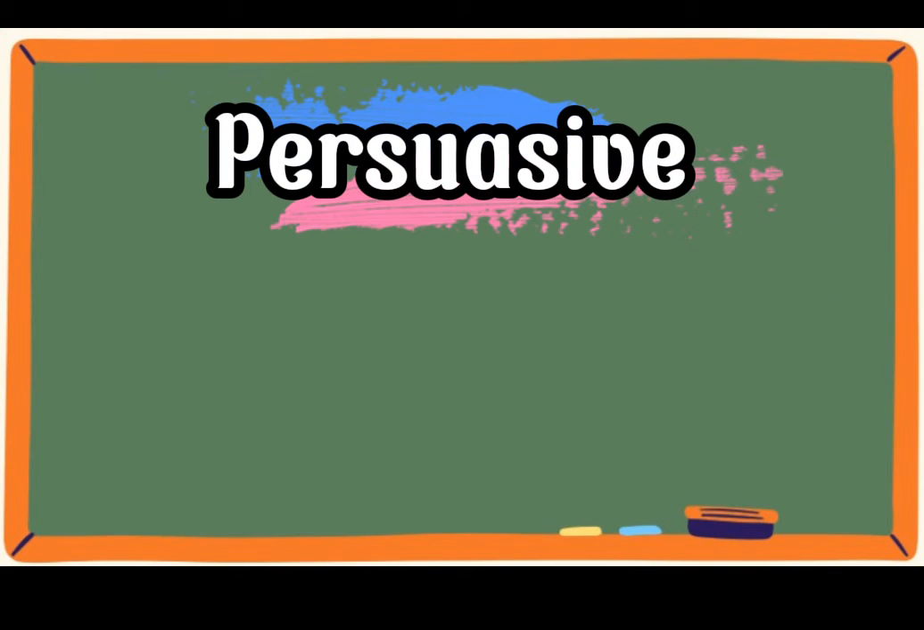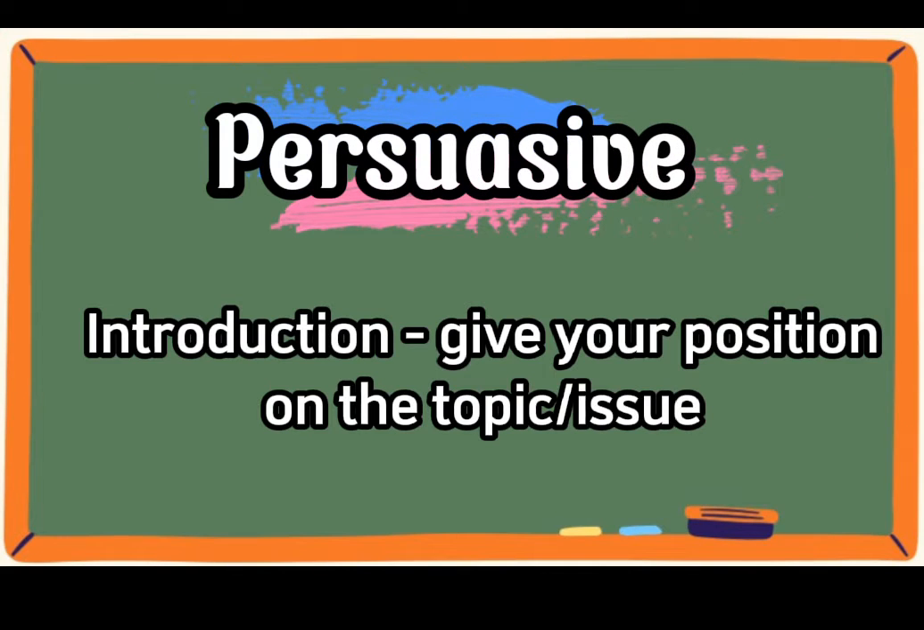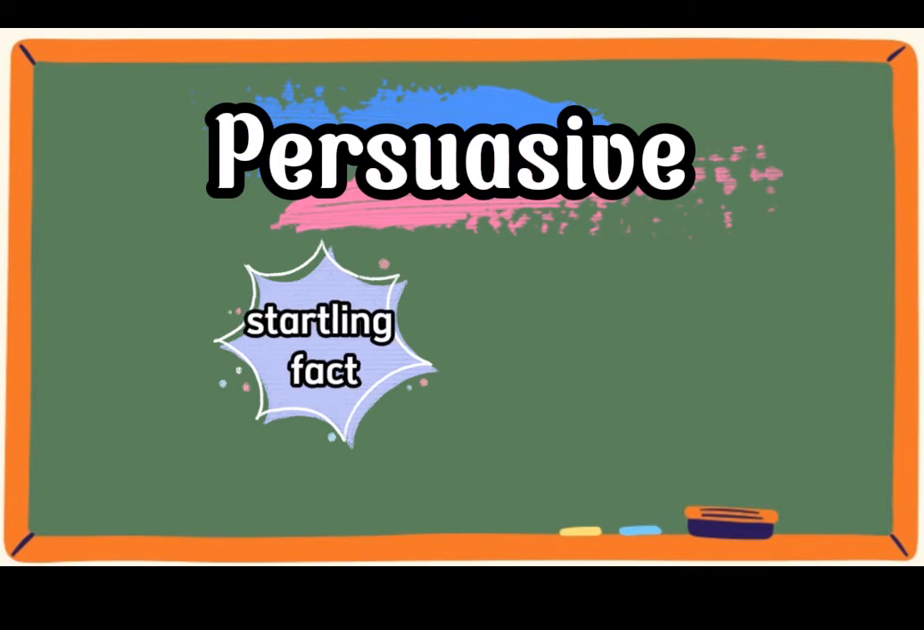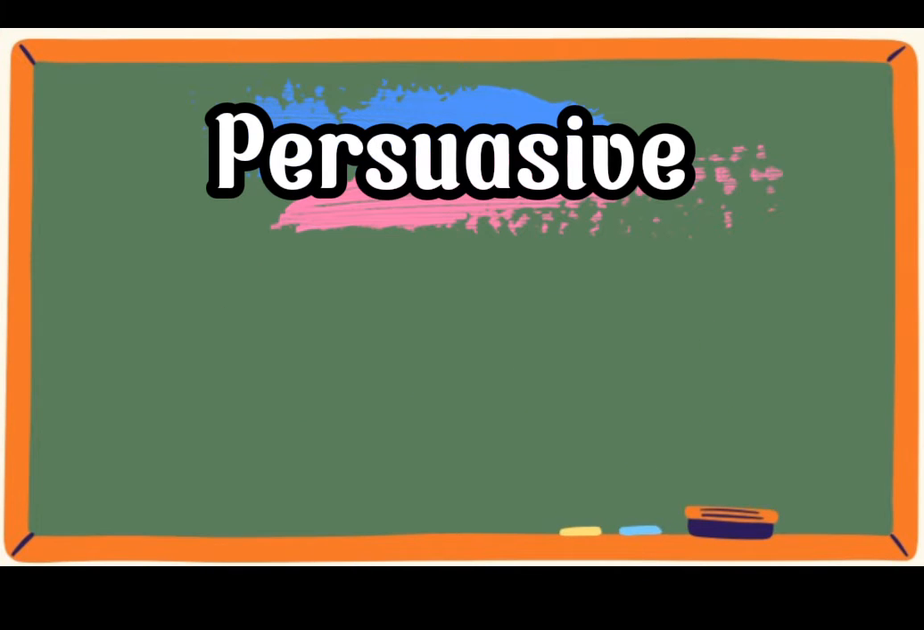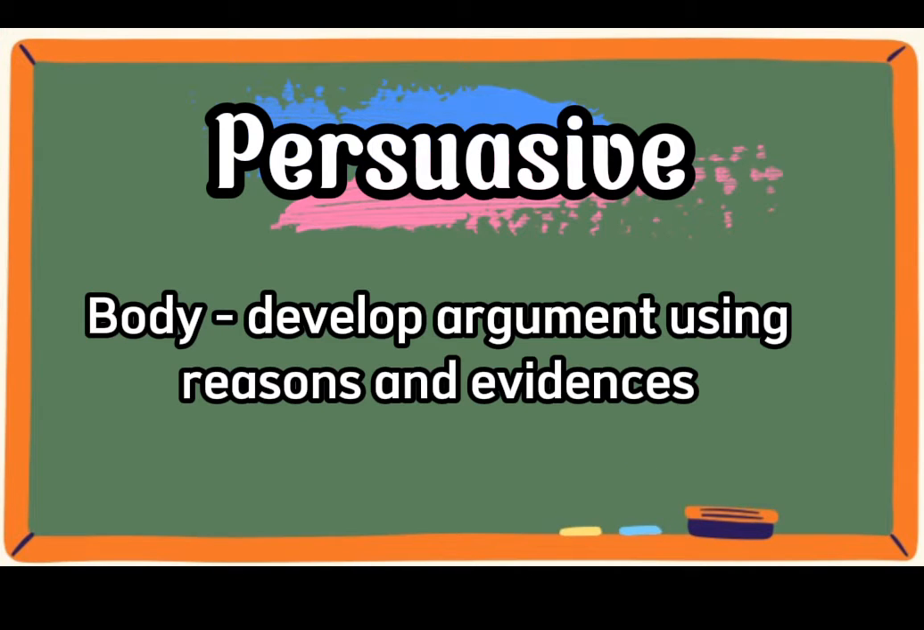Let's go to persuasive text or writing. On your introduction, you need to give your position on the topic or issue in a thesis statement. You may begin with a startling fact or a probing question. In the body, you have to develop argument using specific reasons and evidences.